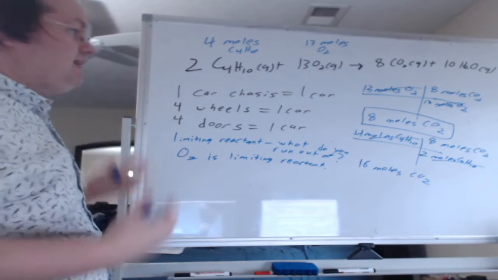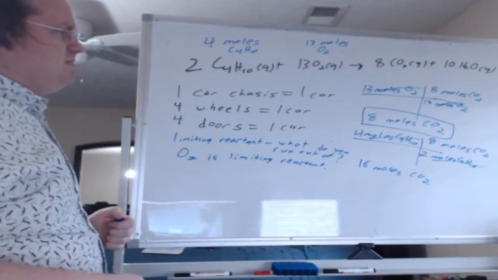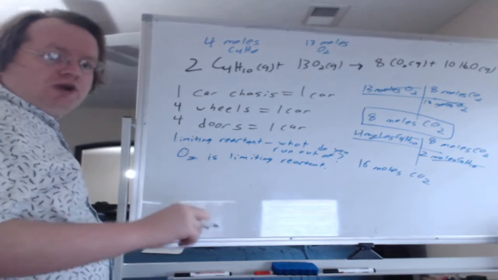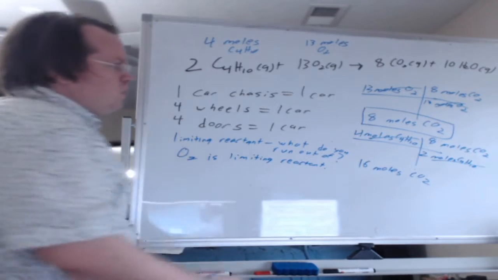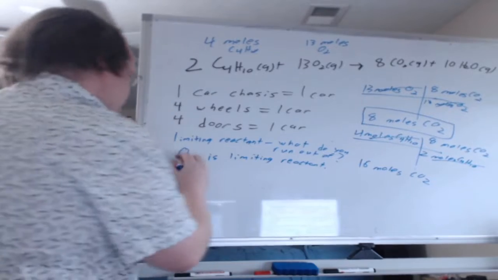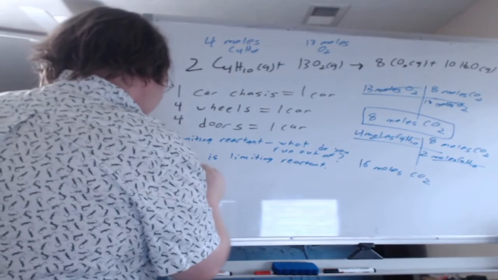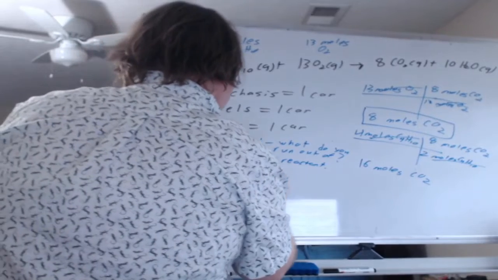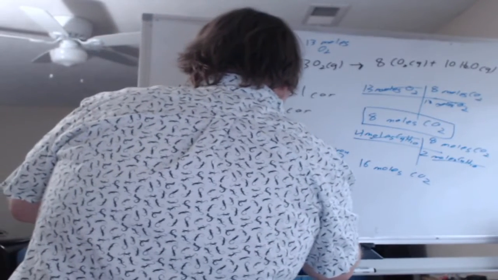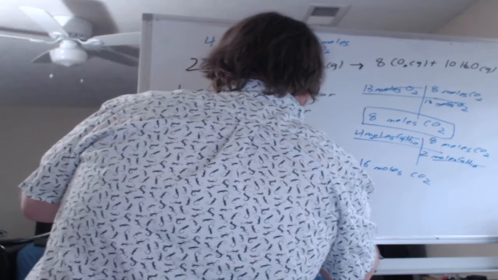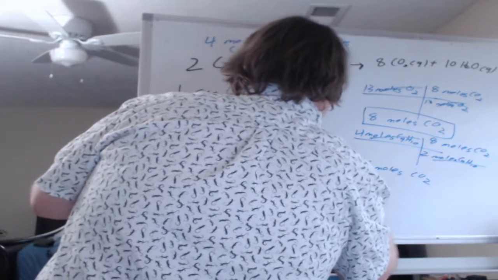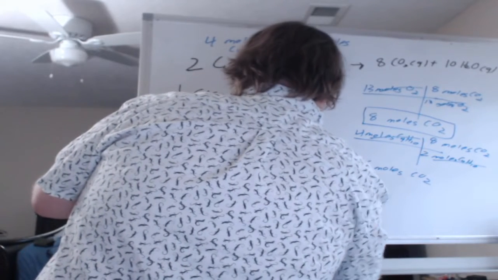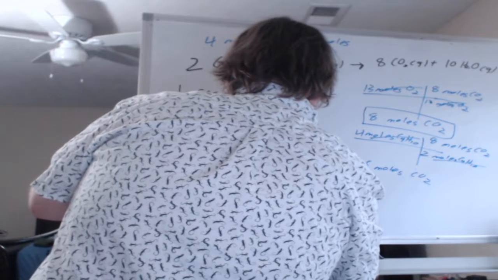Now, I'd like to show you the other thing we want to know sometimes instead, which is how much are you going to make? So we're going to make 8 moles of CO2, and we're going to call this the theoretical yield, which is, if everything works as expected, or if everything reacts as expected, how much would you get?